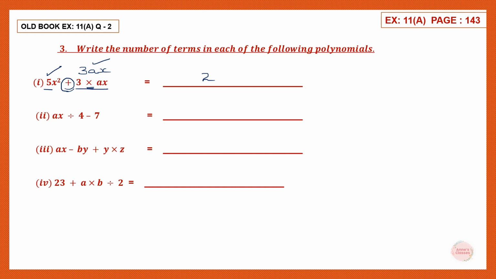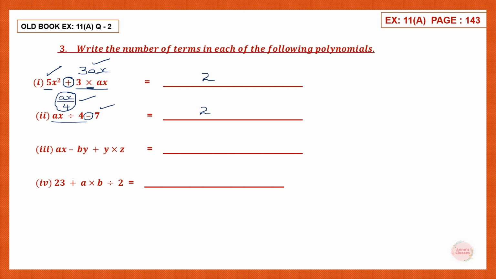Let's go to the second one. Here we have ax divided by 4 minus 7. So only one minus sign is there. It should be a minus or plus sign. Don't look at the other signs because this plus or minus sign will separate the terms. So how do we write this? Ax divided by 4, we can write it like this. Now can you see this whole thing has become one term? So we have one term here and one term here. We have 2 terms. So this 1 minus sign means there are 2 terms.